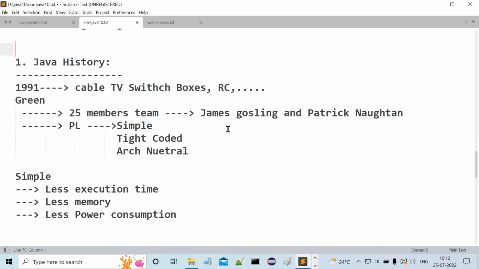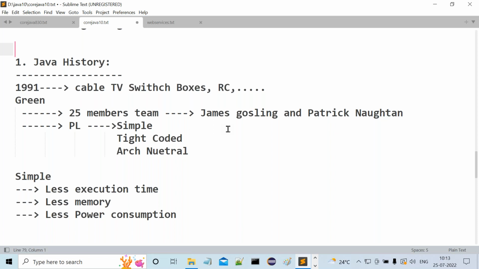What was the requirement of Sun Microsystems to prepare a new programming language? They wanted to prepare software for electronic consumer goods. What are these electronic consumer goods? Cable TV switch boxes, remote controllers, refrigerators and so on. Because of this, they started a project. What is the name of this project? The Green project.